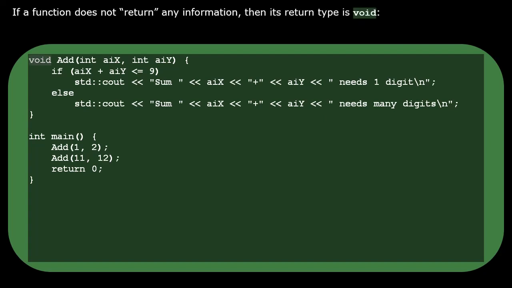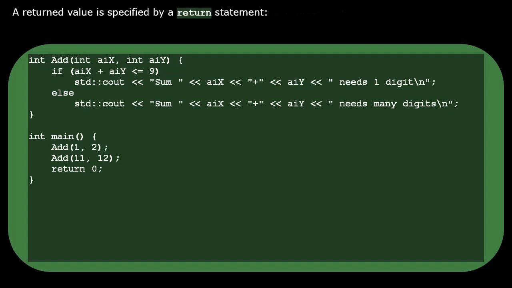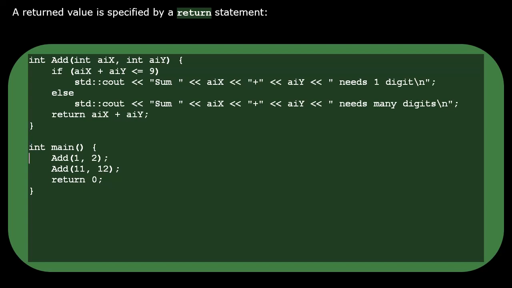A function is not required to return any information back to the place that called it. In that case, we say that the function's return type is void. If the function does want to return some information, say for example, the sum of these two numbers, then specify the return type before the function name and specify the returned value in a return statement anywhere inside the function body. A function could have multiple return statements.